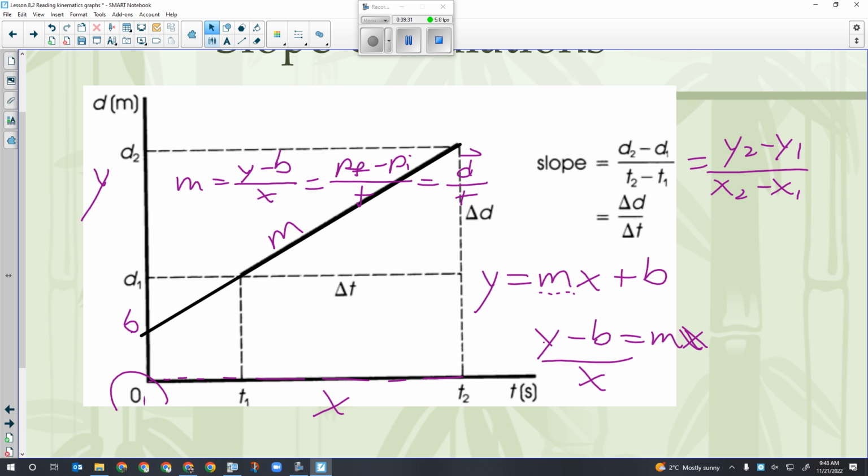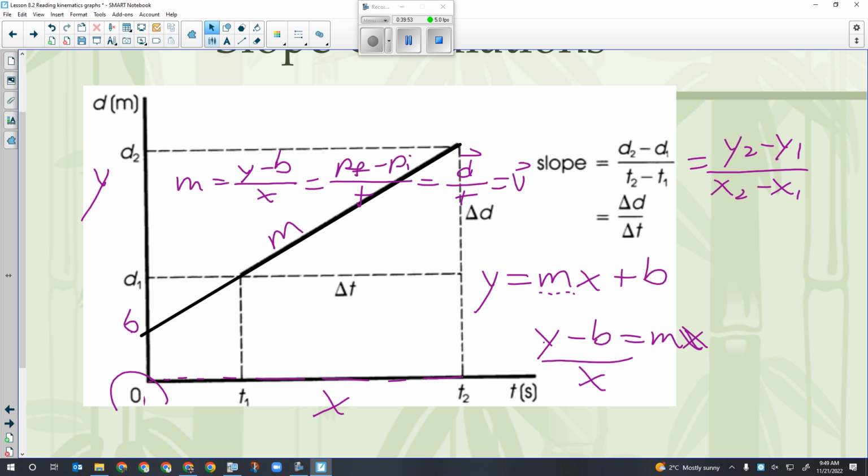And calculating the velocity. Okay, that's something I don't want you to memorize. That's something I want you to be able to calculate. Is slope always velocity? If I take a whole bunch of graphs and I calculate the slope of all those graphs, is that always going to be velocity?